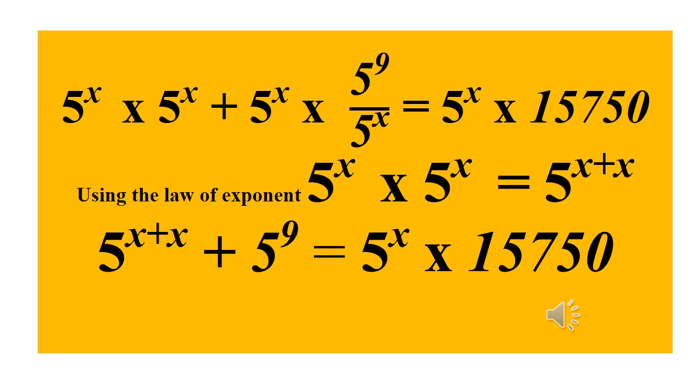So we now have 5 raised to power x times 5 raised to power x, the first part there. If we use the law of exponents, since they have the same base, we take one of the bases and the multiplication changes to addition in the power. So 5 raised to power x times 5 raised to power x will be equal to 5 raised to power x plus x. Also, 5 raised to power x will cancel 5 raised to power x in 5 raised to power 9 over 5 raised to power x. That's why we have 5 raised to power 9 left, then equals 5 raised to power x times 15,750.